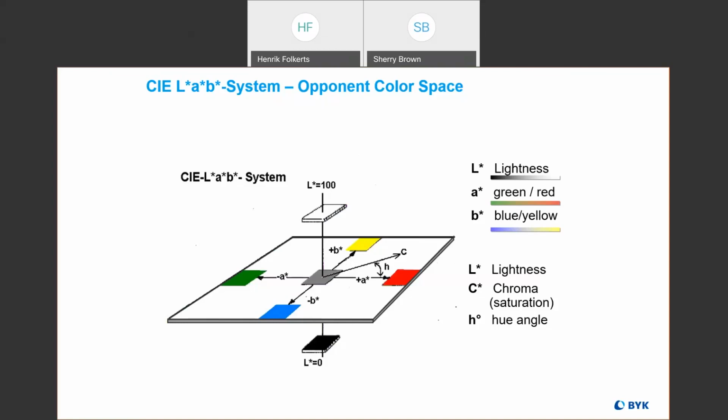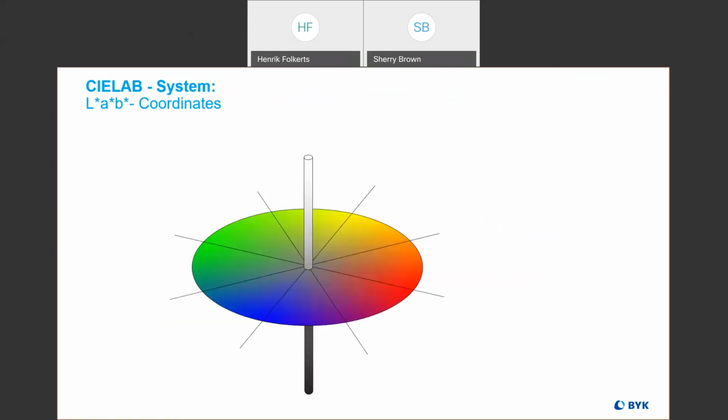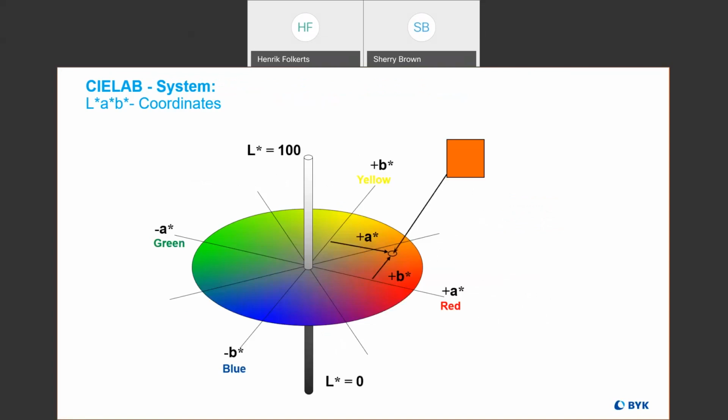So now we're using this angle as well as the chroma value to describe the position of our color on this plane. Here I have an example, just so you can see this in action. So we have our LAB.